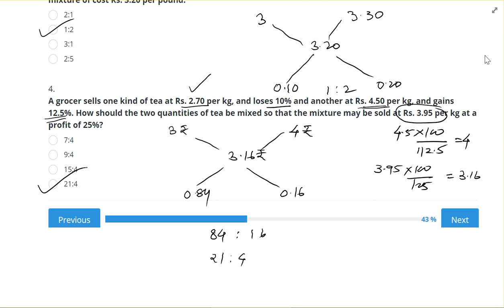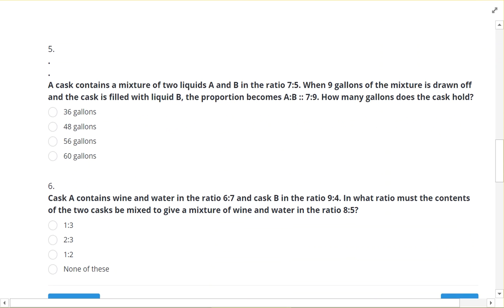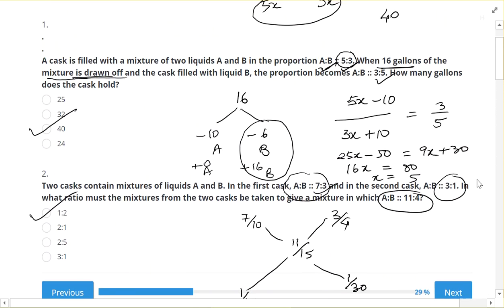Okay, now question number 5. A cask contains a mixture of two liquids A and B in the ratio 7 is to 5. When 9 gallons of the mixture is drawn off and the cask is filled with liquid B, the proportion becomes A is to B is equal to 7 is to 9. It is just like the first question we did. See, 16 gallons was drawn off and filled with B.